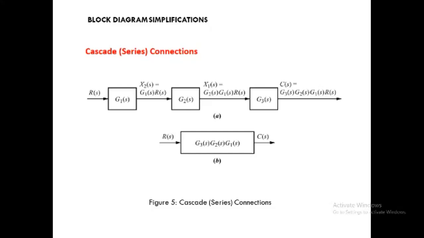Now, a simplified block diagram will be obtained as: consider R of s and C of s, and the complete output, that is C of s, will be written in the block, that is G of s, which is G1 of s into G2 of s into G3 of s. This is all about the simplified cascade connections.